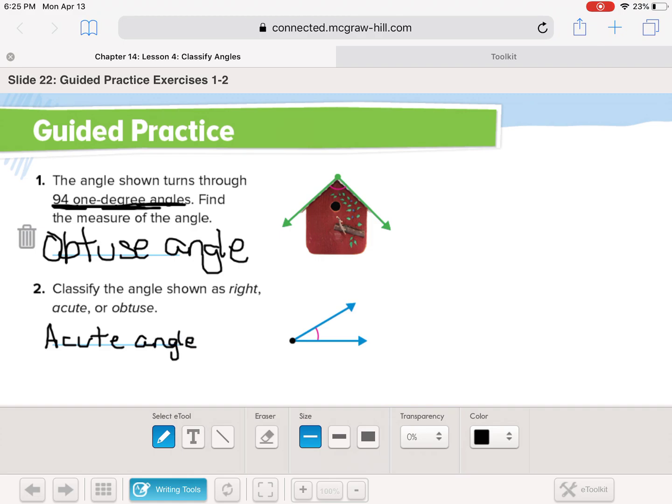And you're probably thinking, how do we know it's an acute angle? Because it is less than 90 degrees. Anything that's small or tiny, we think of as an acute angle.